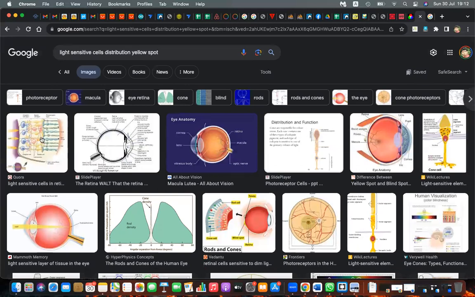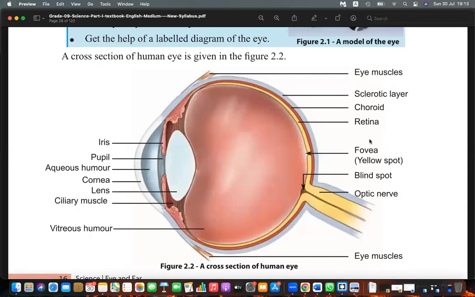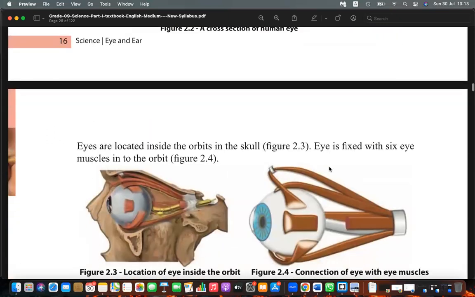Just remember that light sensitivity is high in that yellow spot. That is enough. Just light sensitivity is high, unlike the blind spot, which is the reverse. Okay, then you have this blind spot, optic nerve and eye muscles on both sides.